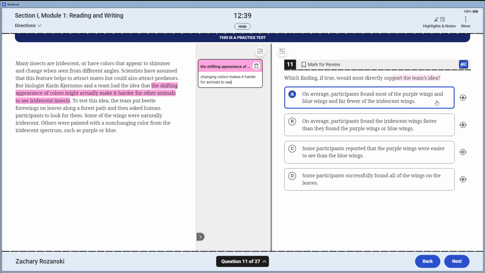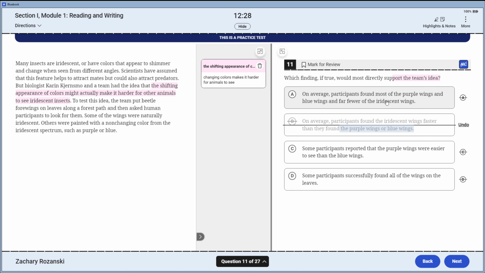So if they found the purple and blue wings, far fewer, that does show that the iridescent wings are sneaky, and I like that. A is pretty beautiful. On average, participants found the iridescent wings faster than they found the purple or blue wings. Nope, this would hurt. That would weaken the team's idea. Some participants supported that the purple wings were easier to see than the blue wings.